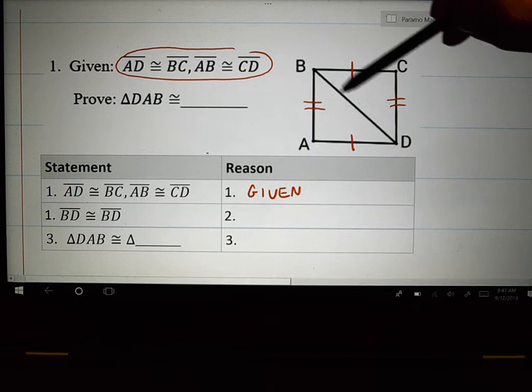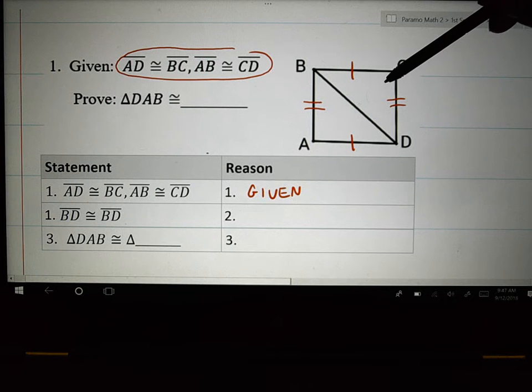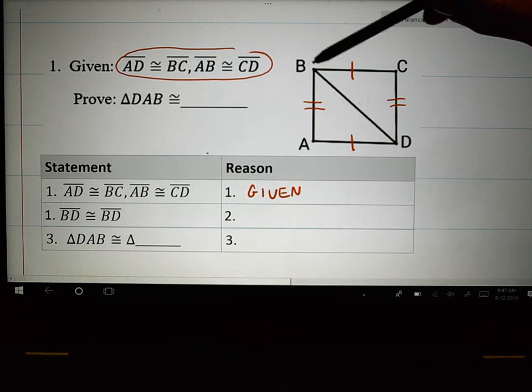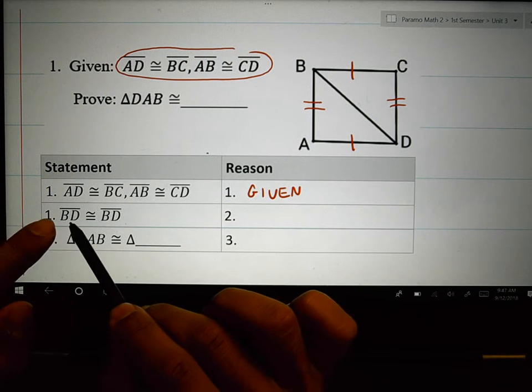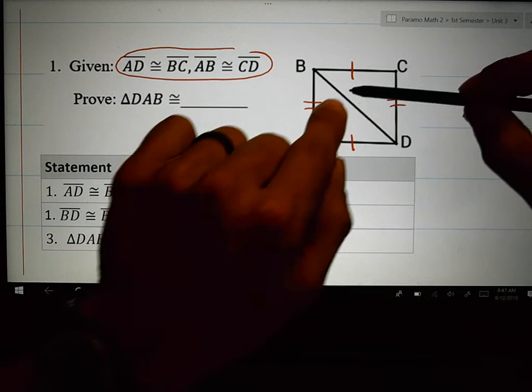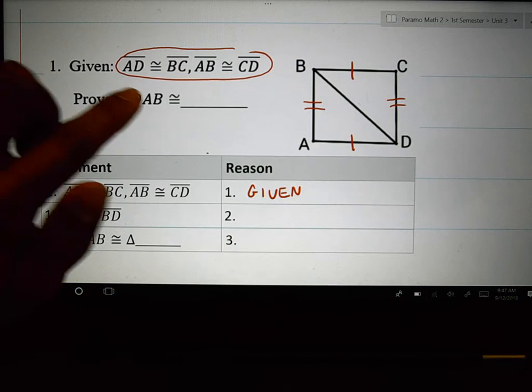There is something that is shared in this triangle and in this triangle. We talked about that in section 2. What is the same in both triangles is this side, and it has letters. It's BD. Segment BD is congruent to segment BD. It is the same in both triangles.